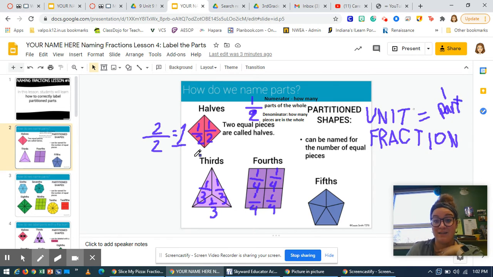So what do you guys think that the unit fraction would be for this thirds model? If you said 1/3 is the unit fraction, then you are correct. 1/3 is a unit fraction.